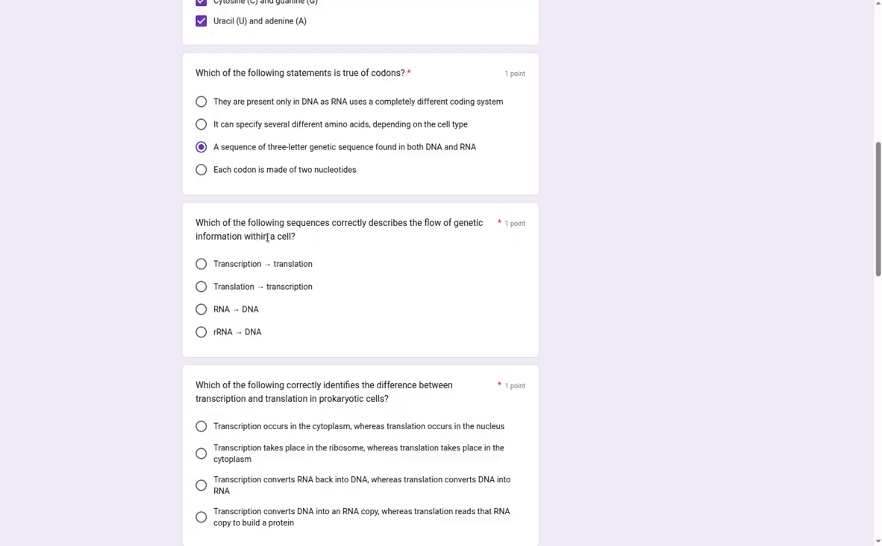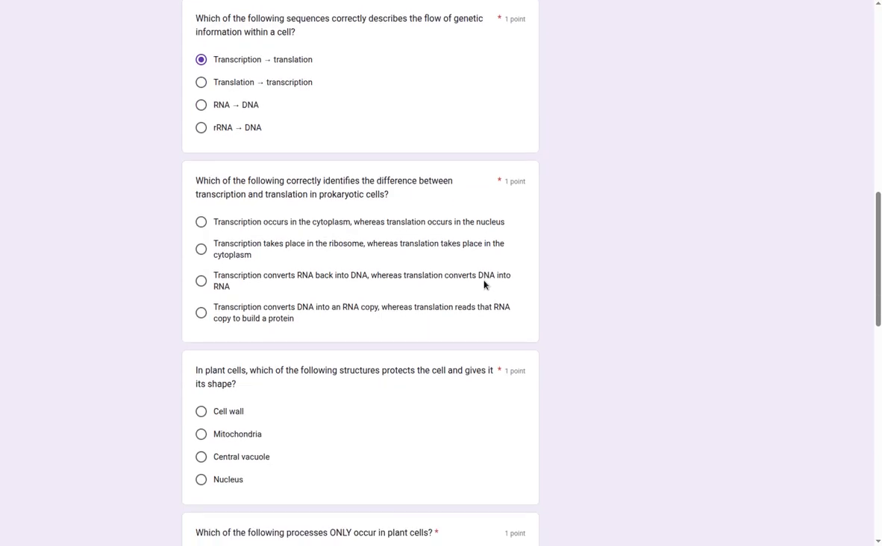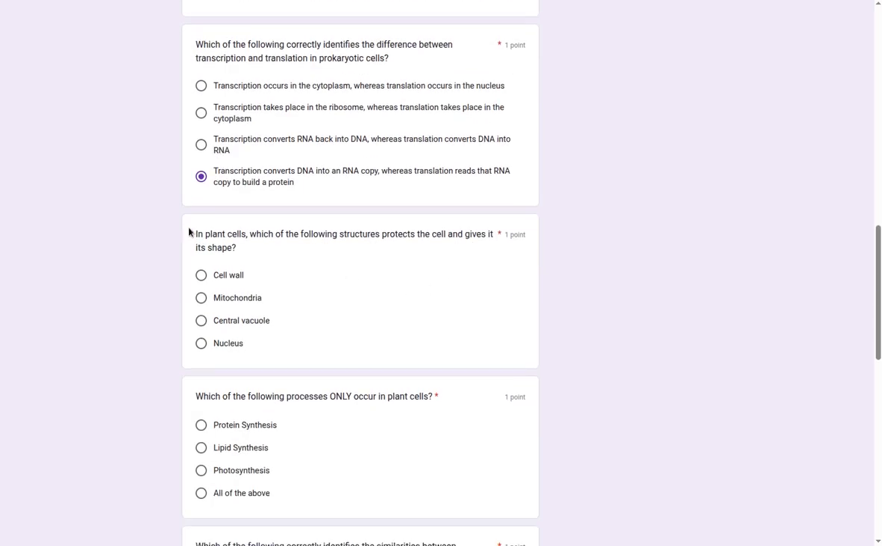Which of the following sequences correctly describes the flow of genetic information? When transcription happens, then translation happens. Yes. Which of the following correctly identifies the difference between transcription and translation in prokaryotic cells? No idea. Maybe this: transcription converts DNA into an RNA copy, whereas translation reads the... We will see.